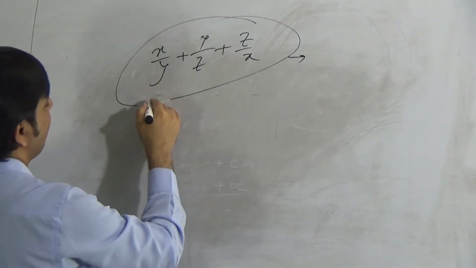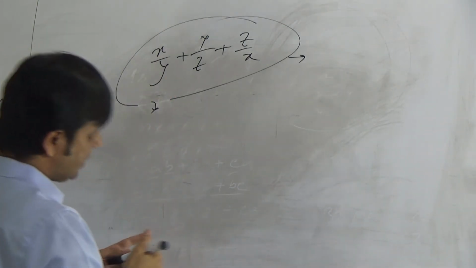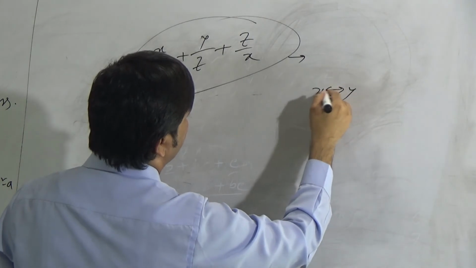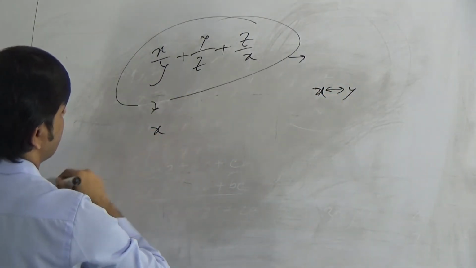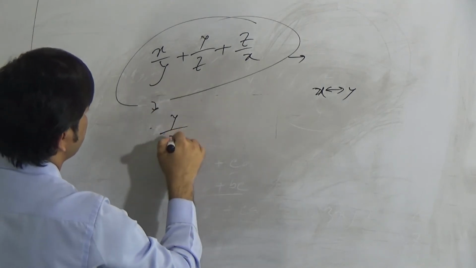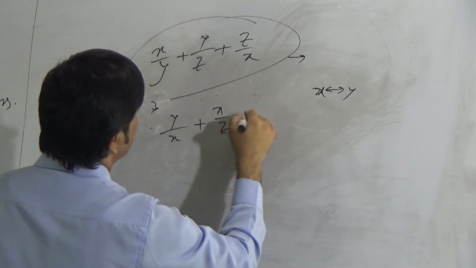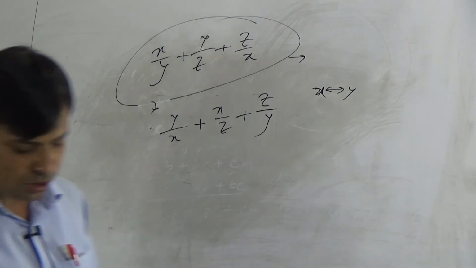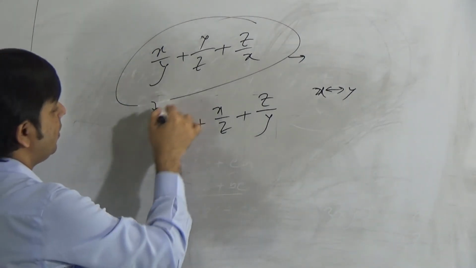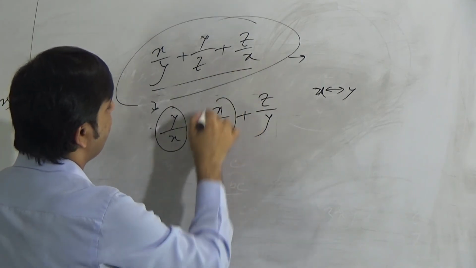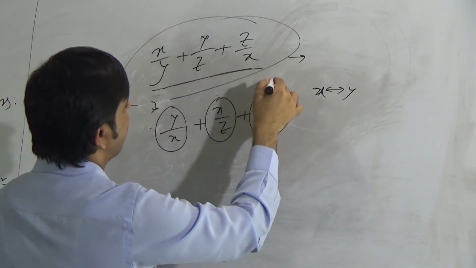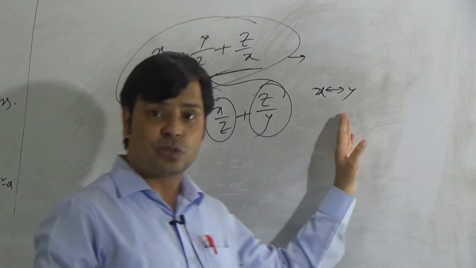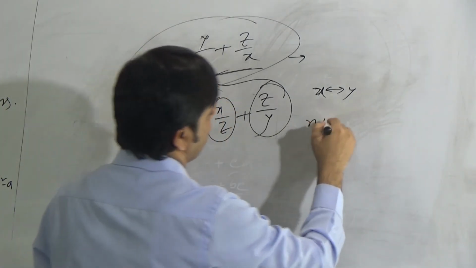We can check. If we want to check the symmetry, we have to interchange any two variables. Now we will interchange x by y and y by x. So this will be y by x plus x by z plus z by y. Is it the same or not? Y by x, no y by x here. X by z, no x by z here. Z by y, no z by y here. So this is changed. As this is changed on interchanging two variables, this is not symmetric.